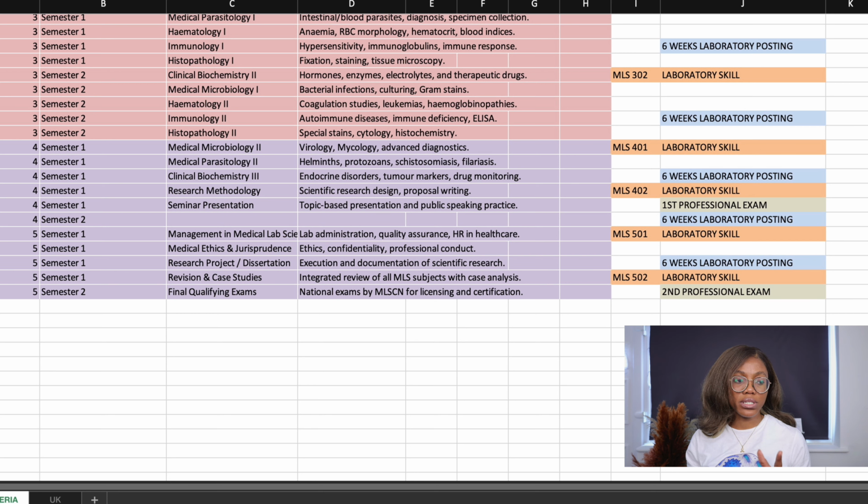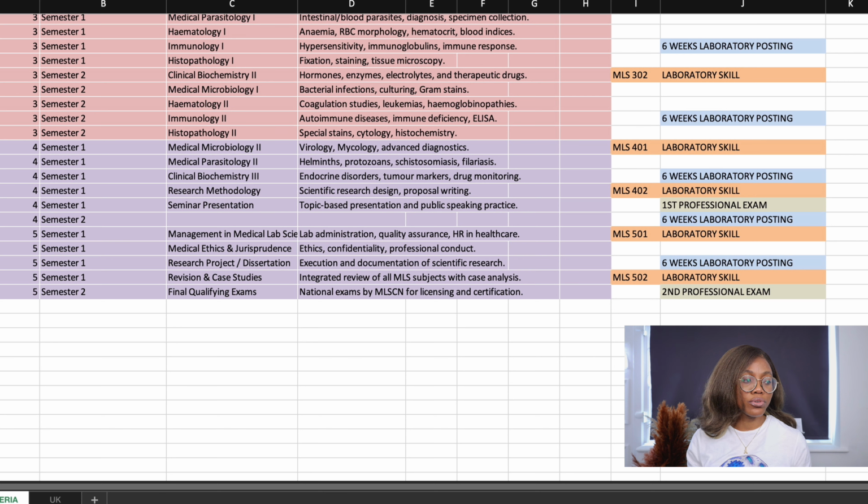So each semester we did a laboratory skill course, which was like 3 units, I believe. And then we always did laboratory posting. In Nigeria, we always did a 6 weeks laboratory posting. So this is to help you understand that the course itself was quite intense.